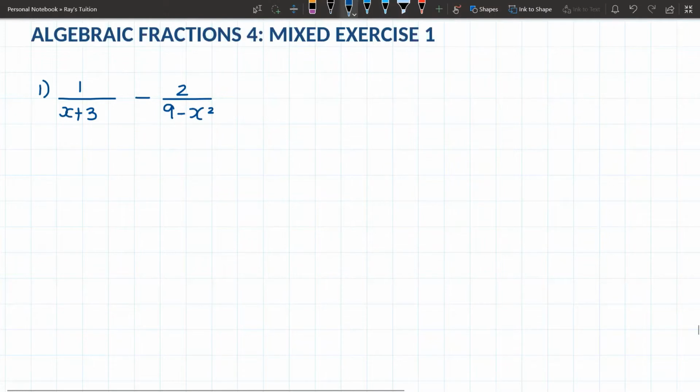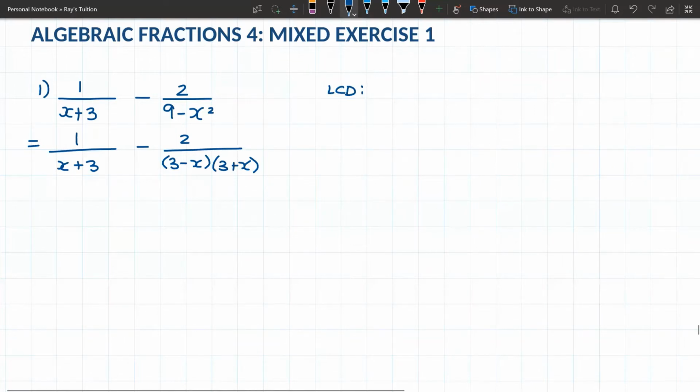We have 1 over x plus 3 minus 2 over 9 minus x squared. So this is the addition or subtraction of fractions, which from our previous video, we need to find our LCD. So our LCD, unfortunately in this form, we cannot find it. So let's just put one more step in where we factorize our denominator of the second term over there. So that you can easily identify as the difference of two squares, which factorizes into 3 minus x and 3 plus x.